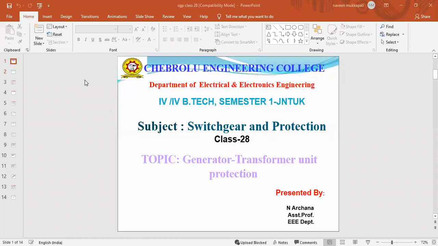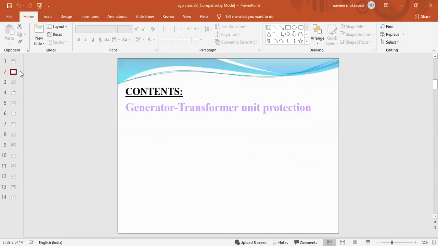Today I am explaining the generator transformer unit protection. This is the combined protection for both the generator and the transformer.